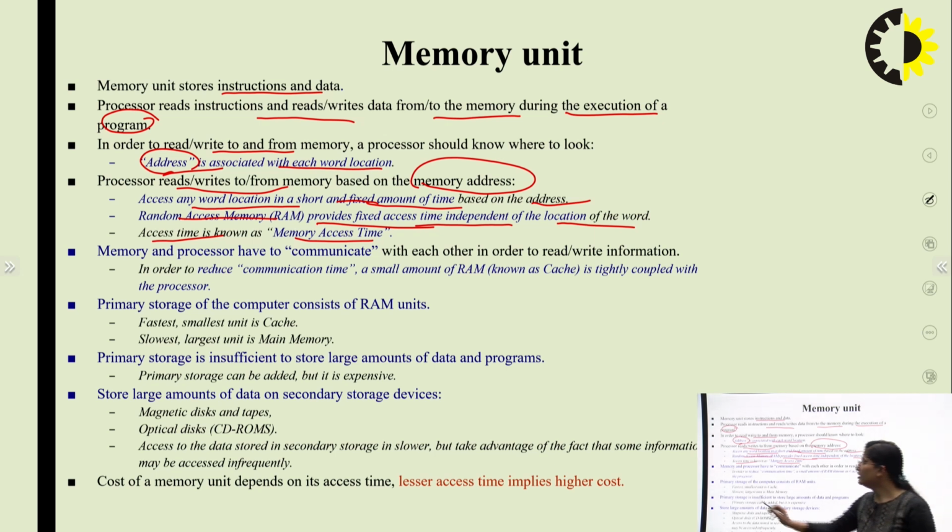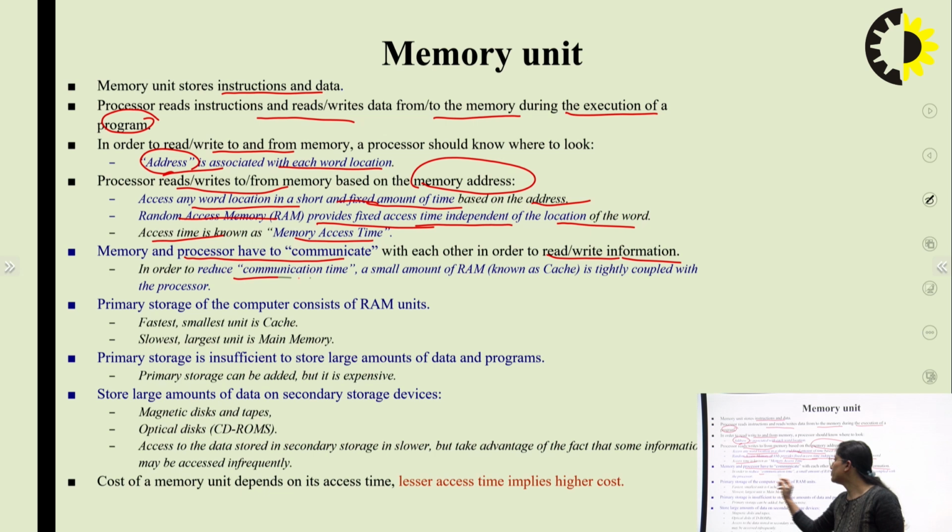Now moving ahead, memory and processor have to communicate with each other. There are two types of operation that we perform: we either read the data from memory, or we store, that is write, the data into memory. Data can be raw, or data can be meaningful, and meaningful data is known as information. We want to access memory as fast as possible, because our time is very precious and costly.